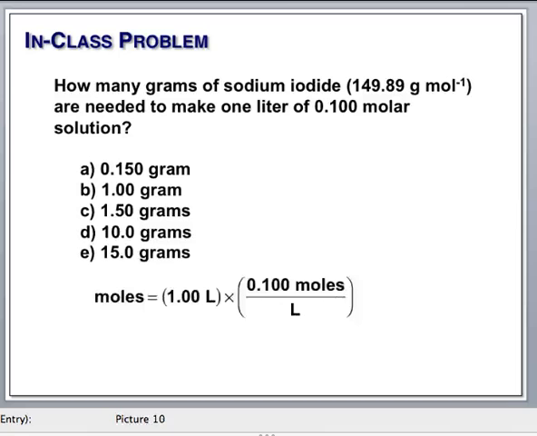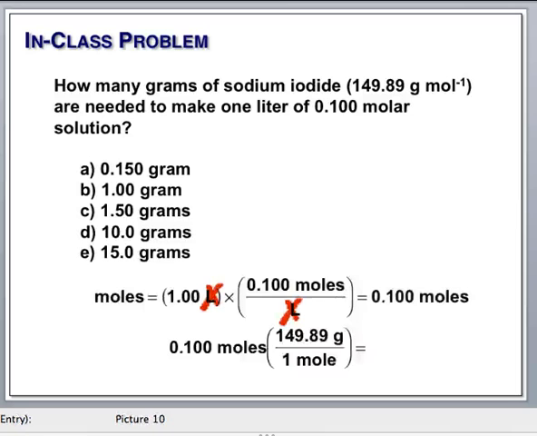So, if we simply take our concentration, which is 0.1 moles per liter, and our volume, 1 liter, liters will cancel, and we're looking for 0.1 moles. We know the molar mass, and we know the number of moles we need. Simply multiply the number of moles by our molar mass. Moles will cancel, and we need, to 3 significant figures, 15 grams of stuff.